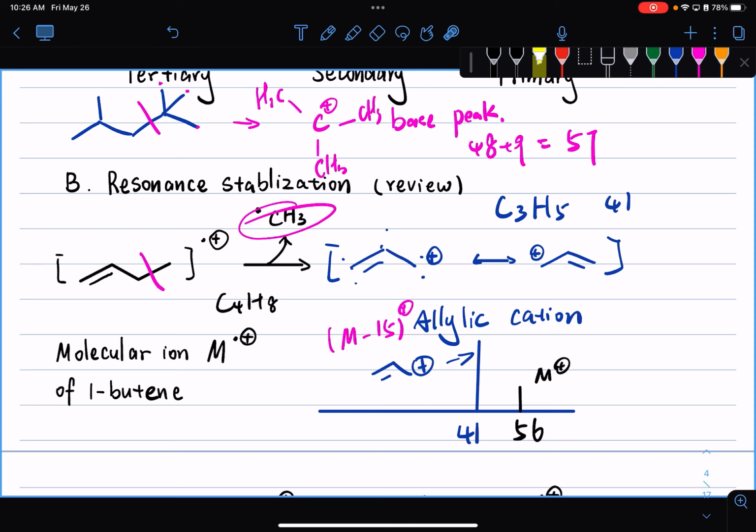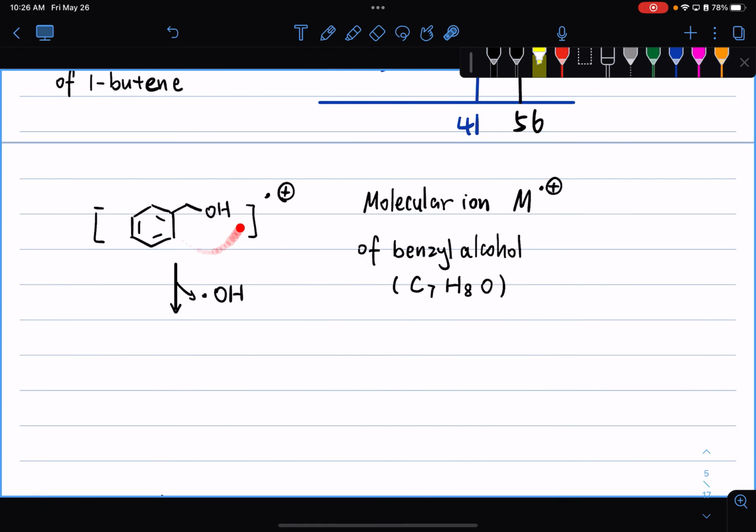All right. Now let's just do one more example here. Let's imagine we have a benzyl alcohol. So we have a benzyl group with an alcohol on the end. The benzyl alcohol has molecular formula of C7H8O. And let's just say we're telling you you're losing an OH dot. Now can you draw all resonance structures of that cationic fragment that's coming from this process, and then predict where that peak looks like on your mass spectrum?